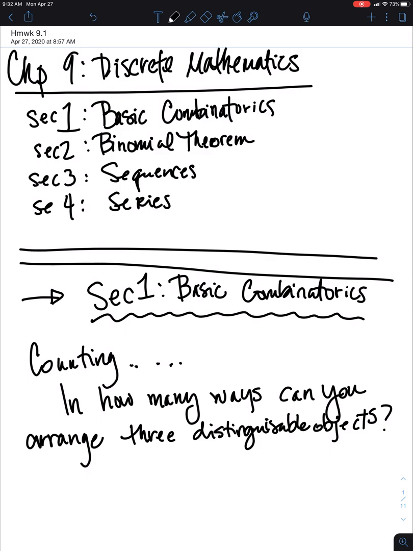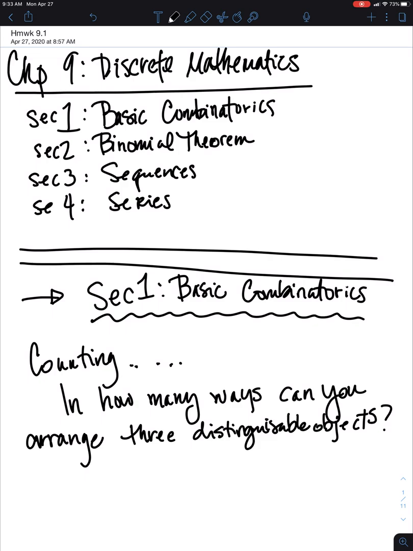I just kind of wanted to lay it out for you. This is chapter 9 in our book. It's called Discrete Mathematics. It has 4 sections, so we're going to do 4 sections this week, and then we're going to test next week, and then we're going to maybe talk about what our final week looks like after that, but we're pretty much done. Yay for that.